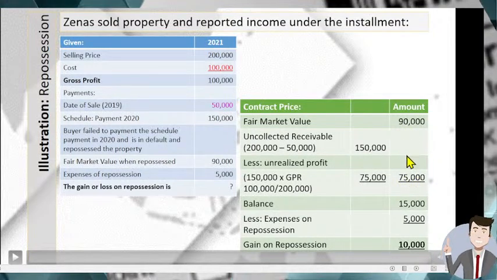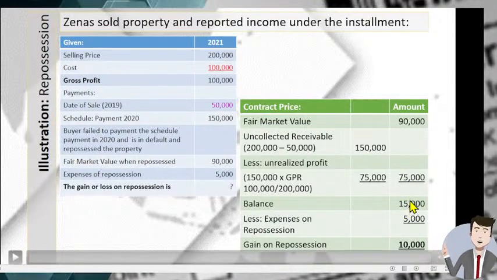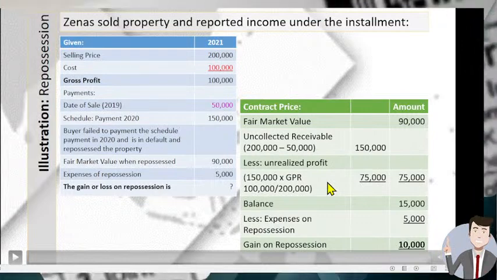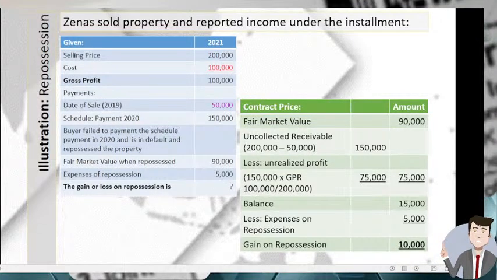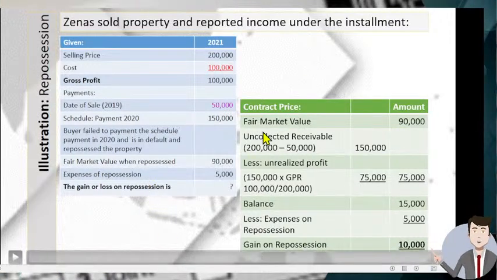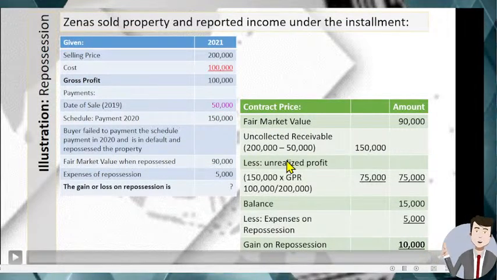Okay? So the difference would obviously be the book value, or the gain. But there are expenses on the repossession. According to the discussion earlier, the amount of expenses incurred for repossession should be deducted from the gain.